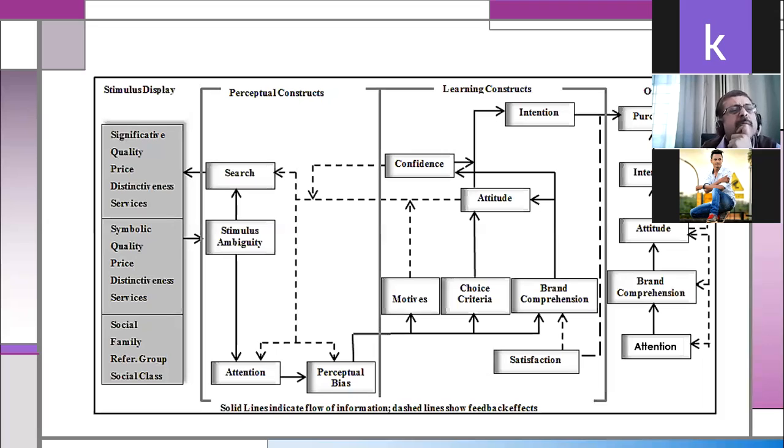Extensive problem solving, limited problem solving and habitual response behavior. In habitual response behavior, the consumer directly goes for the purchase. That is habitual buying behavior. And if the consumer goes through all of this process, then it comes under extensive problem solving.